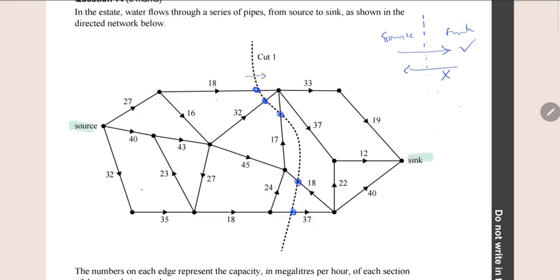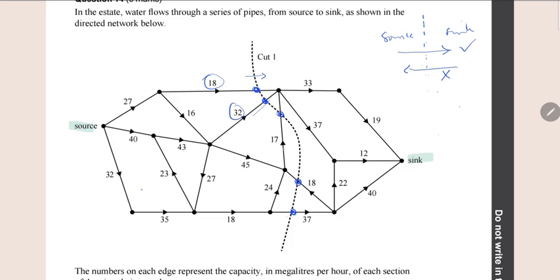It goes this way, so 18 is included. 32 goes, yes, source to sink, included. 17 also goes from the source to sink. That is your source side, okay? As long as it goes from the colored region here to the opposite region, you include it.